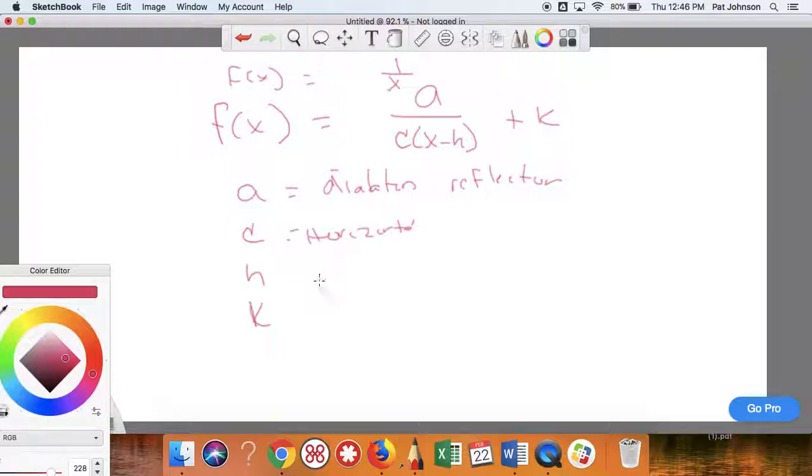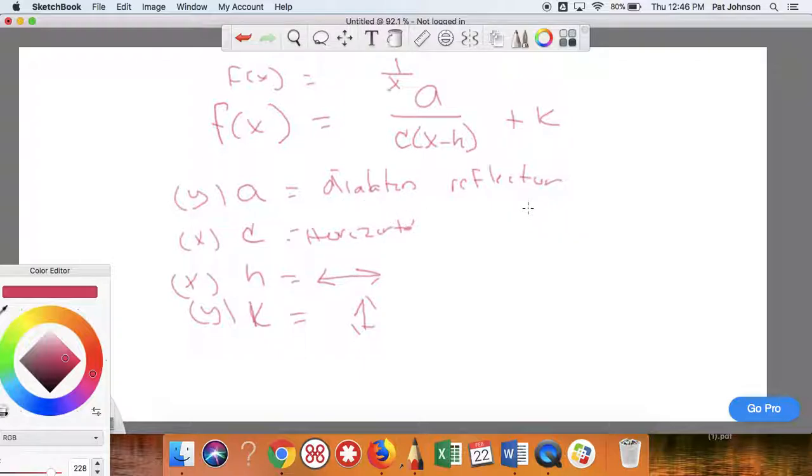Okay. H tells us it shifts right or left. H, translation. K is also a translation. It tells us up or down. Again, this affects the x-coordinate and y-coordinate. Now, we don't have 3 points like we did on logs and exponentials. But this tells us the same thing.